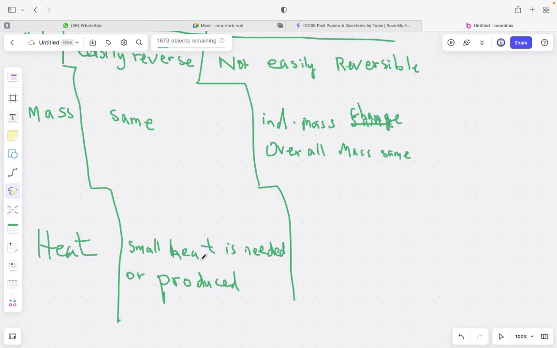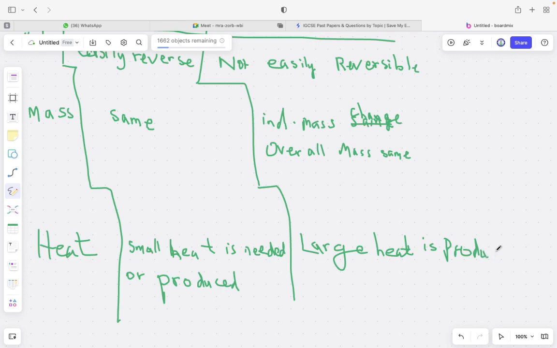Whereas for chemical change, a large amount of heat may be needed or produced. Here, for chemical change, large heat is produced or needed, because there is a chemical reaction taking place. Used up means needed.